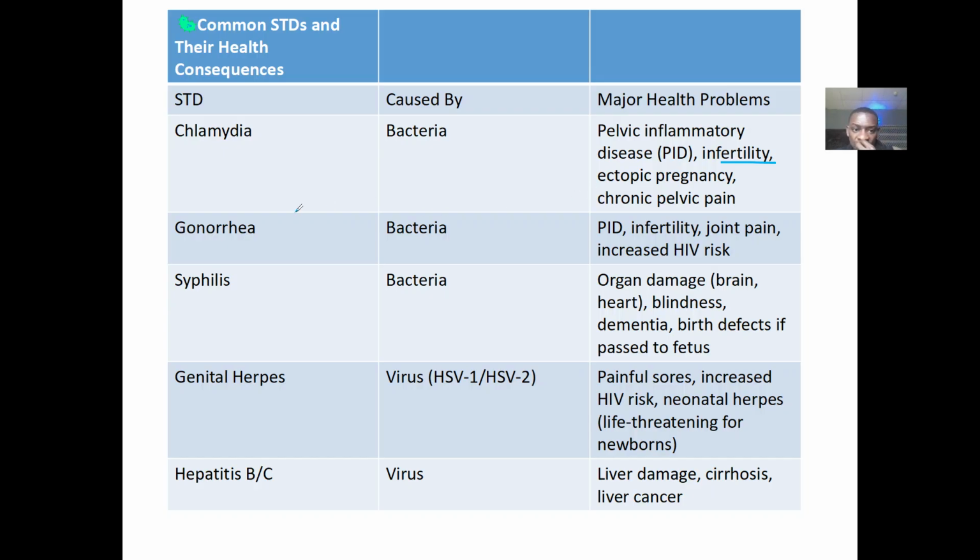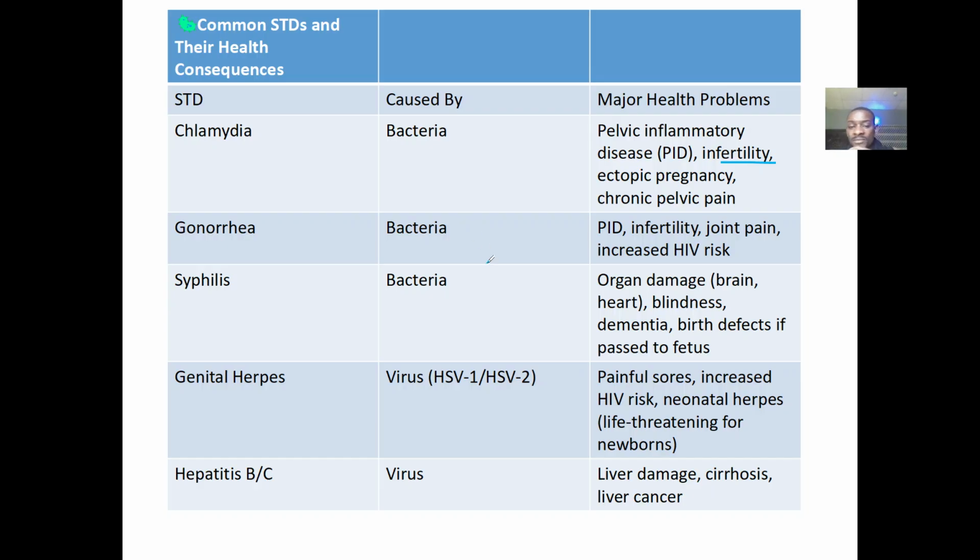You can also have infection from gonorrhea. Gonorrhea is a bacteria. It can also cause pelvic inflammatory disease, infertility, and joint pain. And of course, you have all those wounds in your body, so there's now a high risk of HIV and AIDS because your body is kind of open, of course, right?